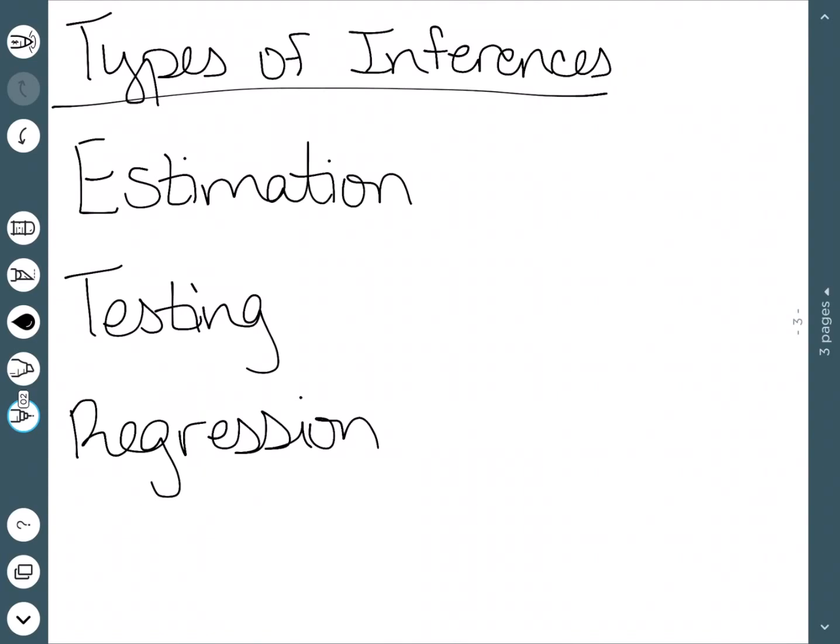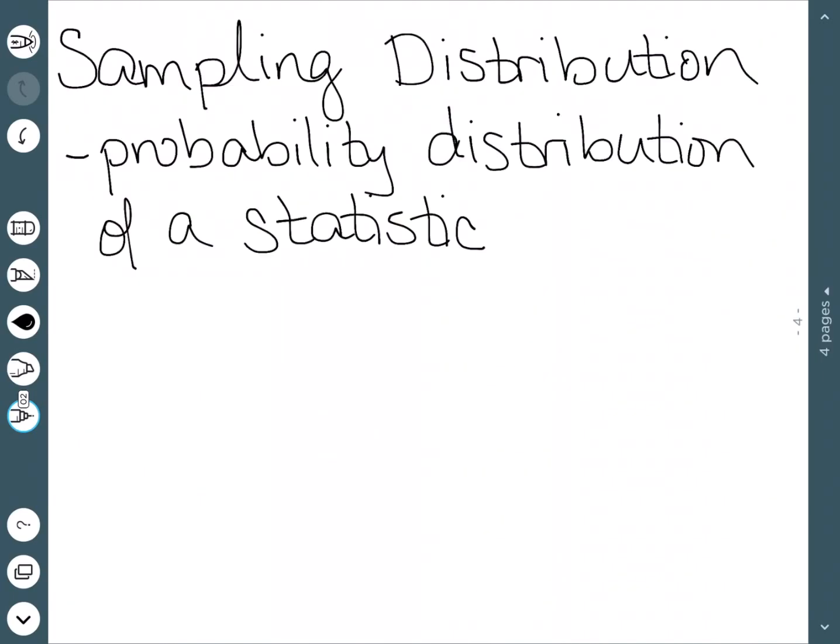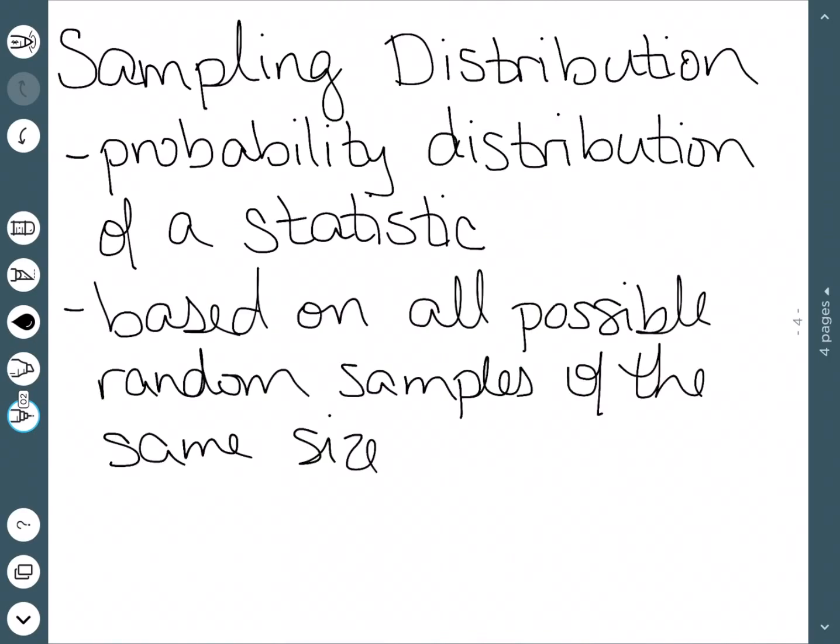So now that we've got that out of the way, let's actually define a sampling distribution. A sampling distribution is a probability distribution of a statistic, and it's going to be based on all possible random samples of the same size. So this seems very vague and kind of strange, but let's do an example to help explain exactly what a sampling distribution is.